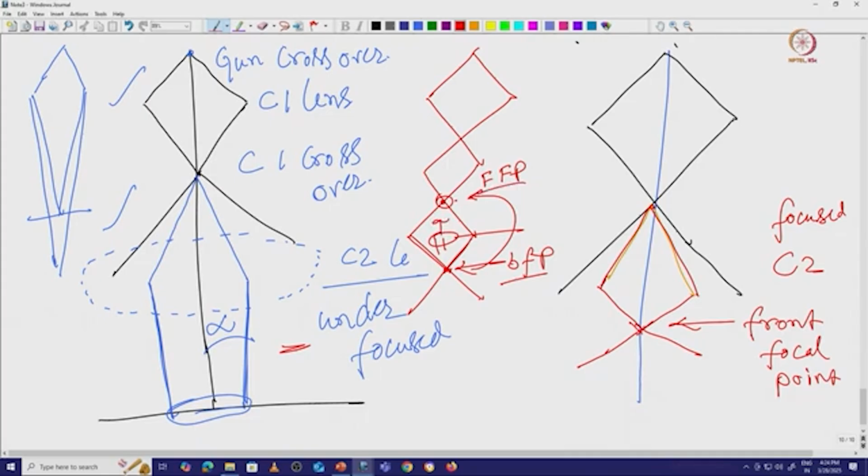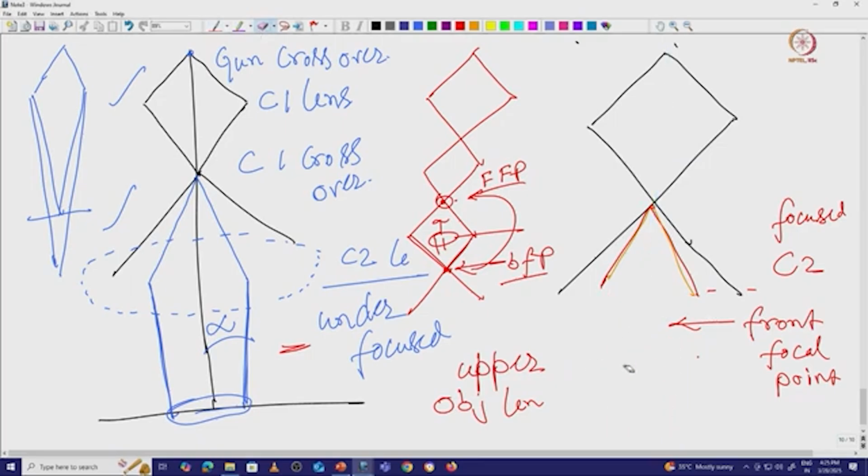So here this is your C2 lens current. We are using C2 lens current in such a way that the electron beam should focus. So the electron beam is focused at this particular point. Now we are using the upper objective lens in such a way that the upper objective lens can make this electron beam parallel. If we make a little bit cleaner diagram, it will look like that.